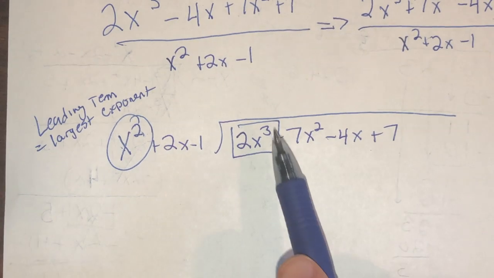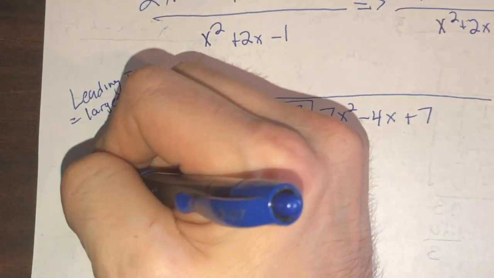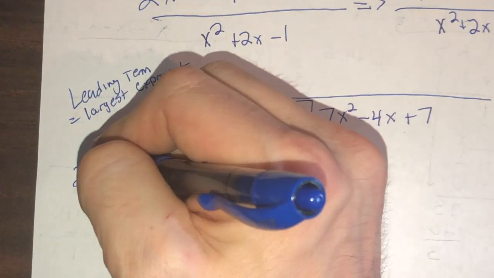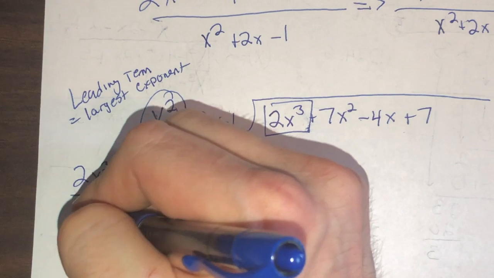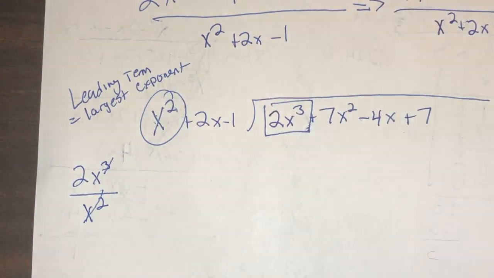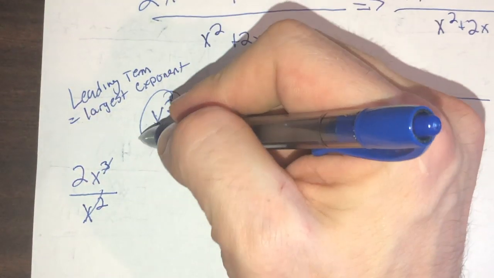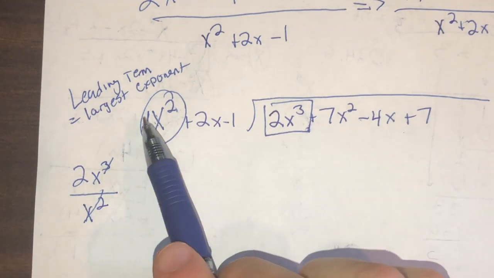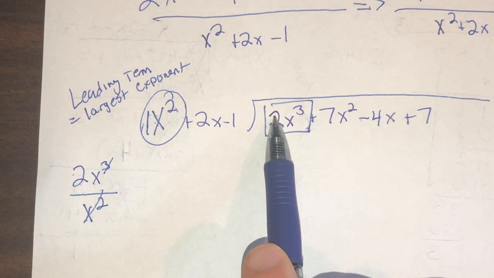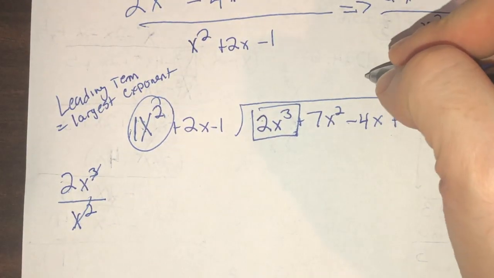Okay, so here we're going to take the leading term, and we're going to say, well, what times x cubed is x squared? And we better do a little bit of investigation. So I take my 2x cubed, and I divide by my x squared. And again, laws of exponents, what I end up getting is 2x, right? And if you think about it, 2, remember this is a 1, 2 times 1 is 2, x times x squared is x cubed.